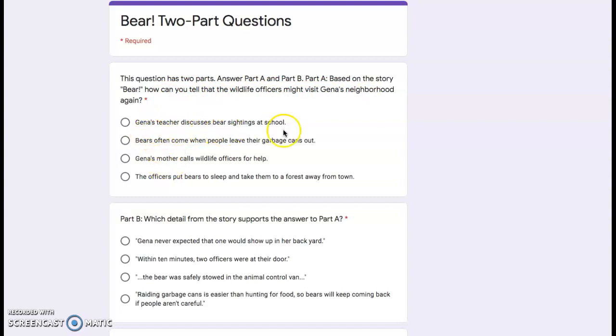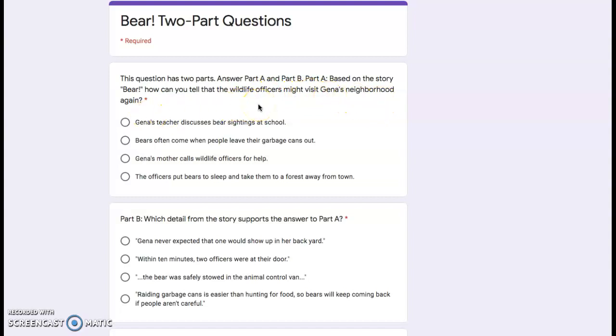Gina's teacher discusses bear sightings at school. Bears often come when people leave their garbage cans out. Gina's mother calls wildlife officers for help. Or the officers put bears to sleep and take them to a forest away from town. So all of these sound like they actually happened in the story, okay? But we have to figure out what answers the question. So based on the story Bear, how can you tell that the wildlife officers might visit Gina's neighborhood again?